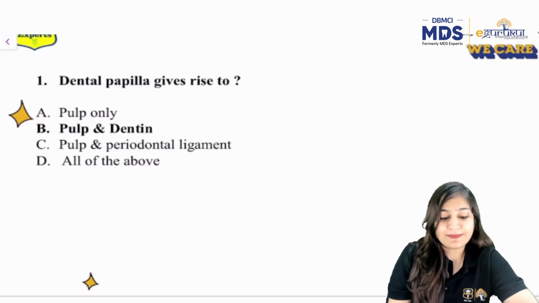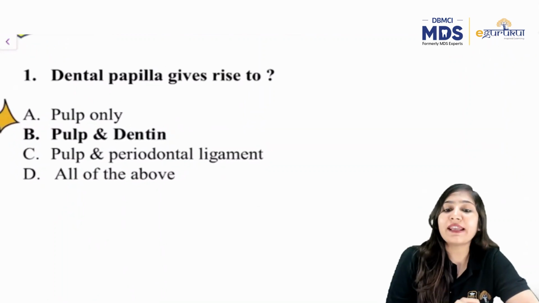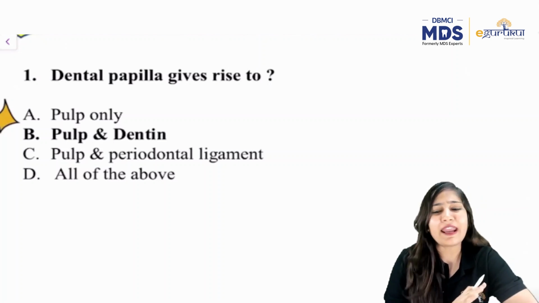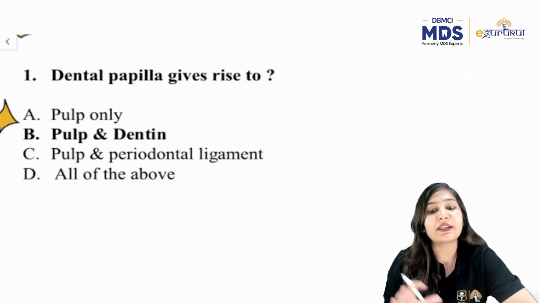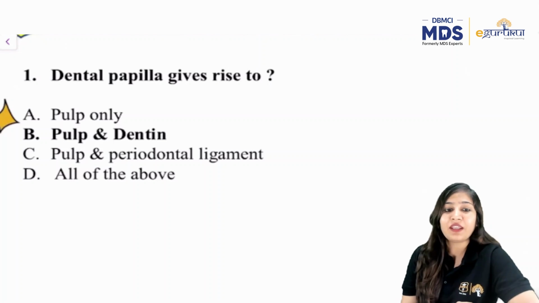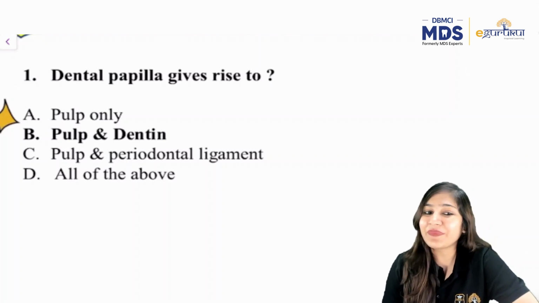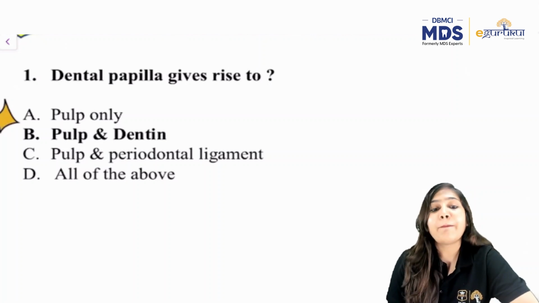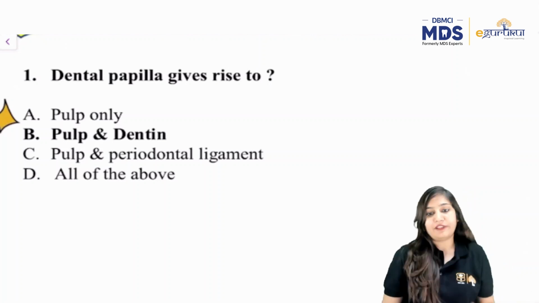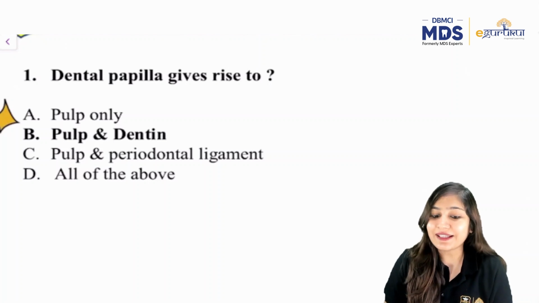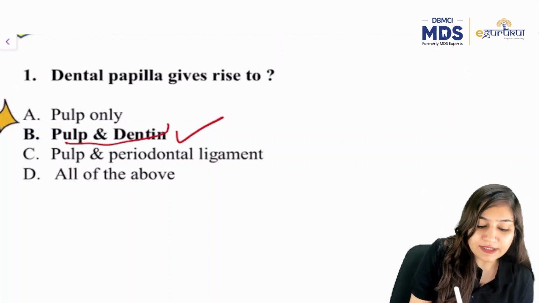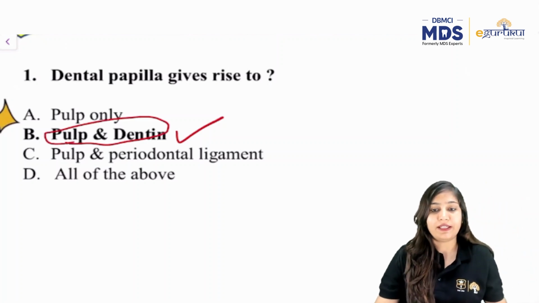First question is, dental papilla gives rise to, so this question is from tooth development. Most basic and most important topic, will always get a question from this topic. So dental papilla gives rise to pulp only, or is it pulp and dentine, pulp and periodontal ligament, or all of the above? Answer is pulp and dentine.